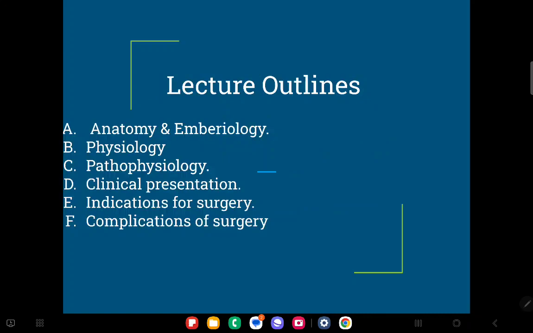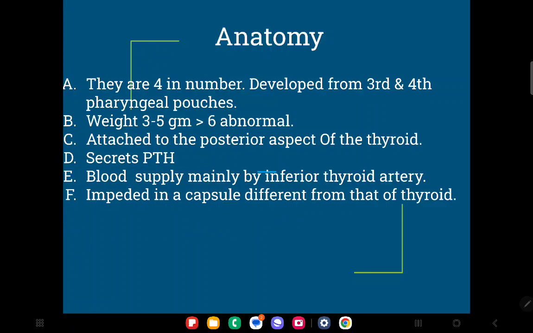Here is the outline of the lecture. We will talk about the anatomy, embryology, and physiology. Then we are going to discuss the pathophysiology and the clinical presentation of the diseases of the parathyroid, how they present in history, examination, and investigation. What are the indications for surgery and what are the complications afterwards.